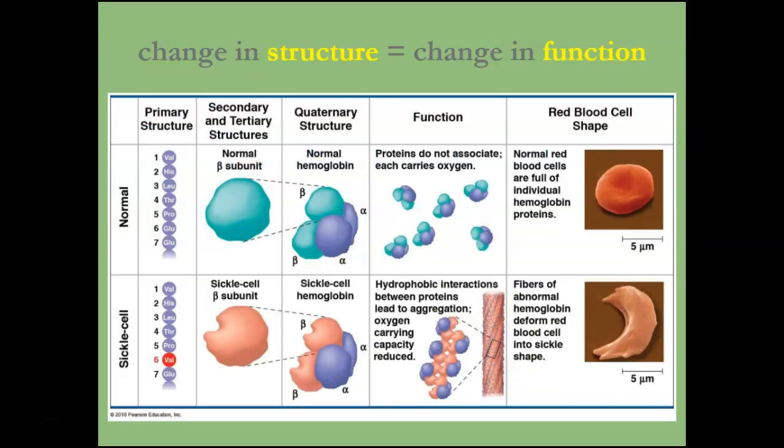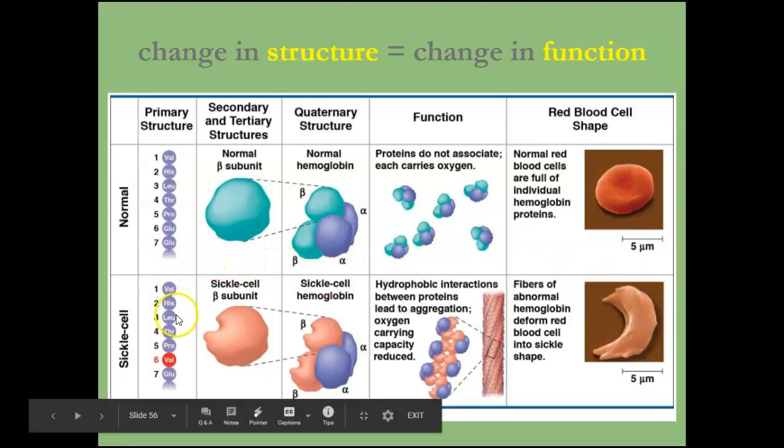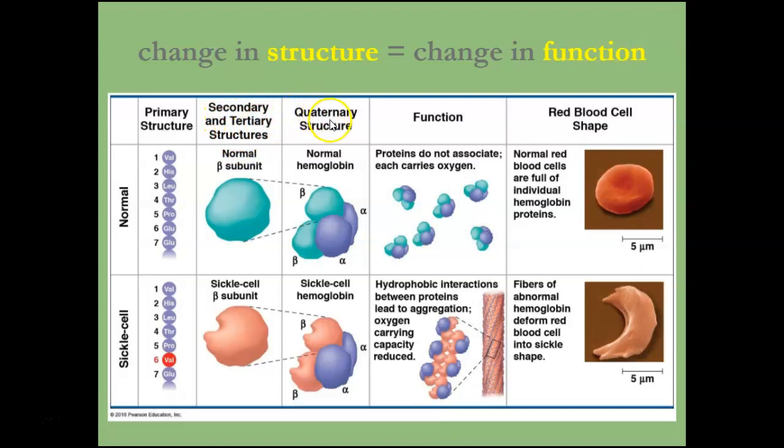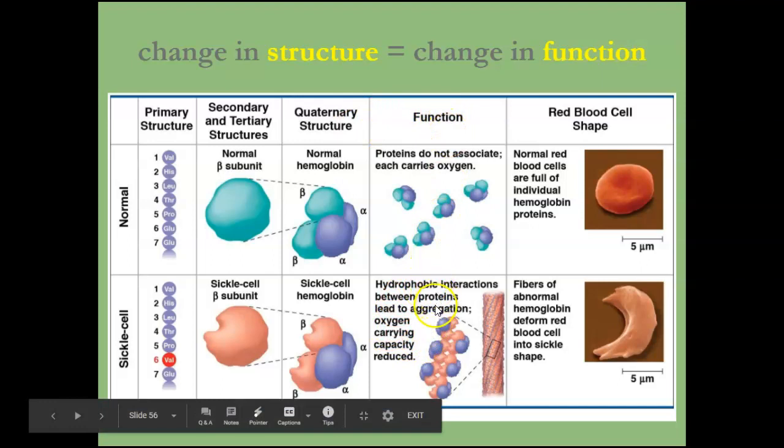There's our theme. Change in structure equals change in function. So you can see hemoglobin ultimately taking this sickle shape. And that is solely due to just a switch in an amino acid here. Carry that through the secondary, tertiary structure to the quaternary structure, to improper functioning of those with sickle cell anemia.